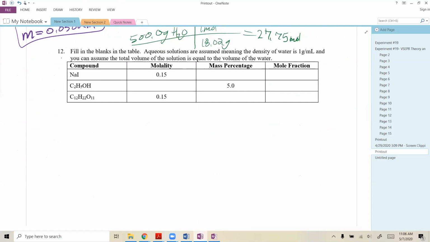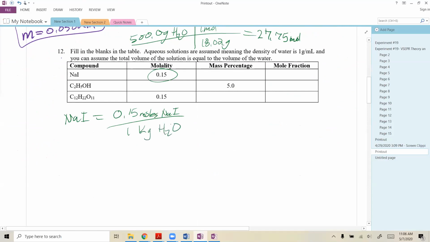As an example, for NaI, we know that the 0.15 molality is telling us that we have 0.15 moles of NaI versus how much water? One kilogram of water. So if we want to get into a mass percent, then we just need to change this NaI into its mass. And then we can add that to our bottom and we would have the mass of the solution. So this is how you can move back and forth between them.